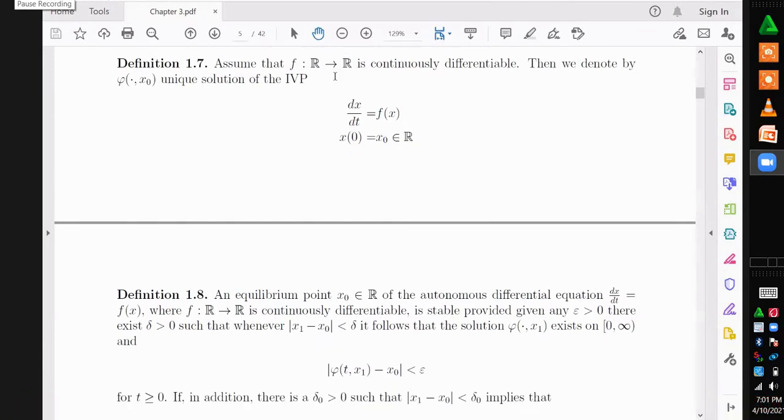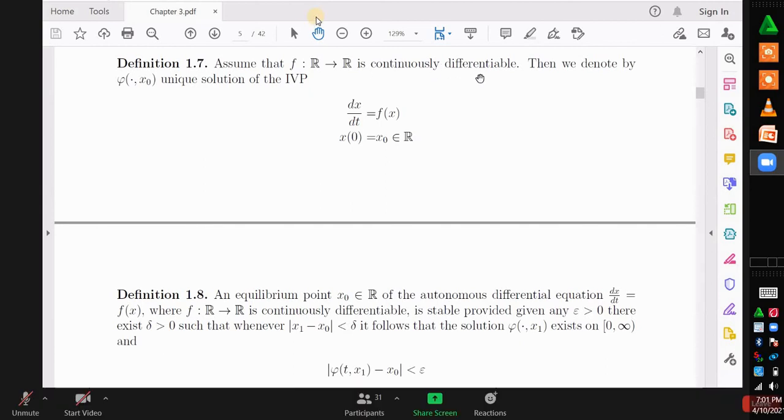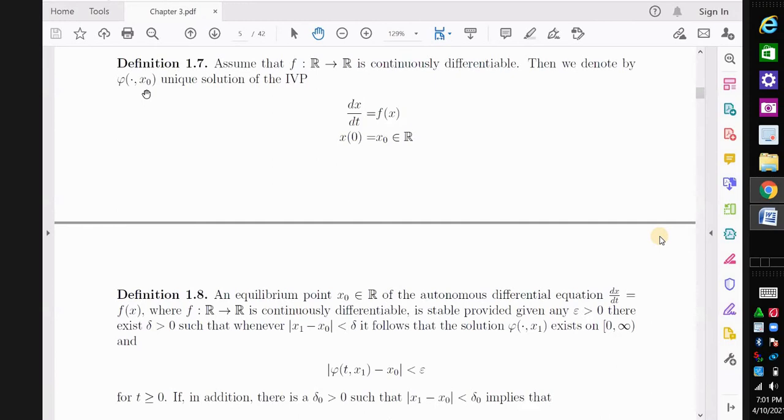Suppose f is some continuously differentiable function from R to R. F is some function defined over R to R and is continuous and differentiable. Then we denote phi, this is notation, some notation phi, and this represents the unique solution of dx by dt is f of x, x at 0 is x naught.